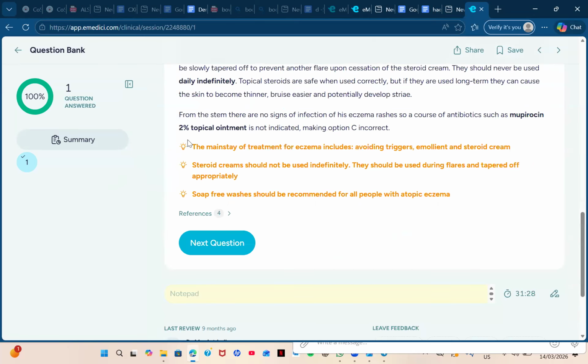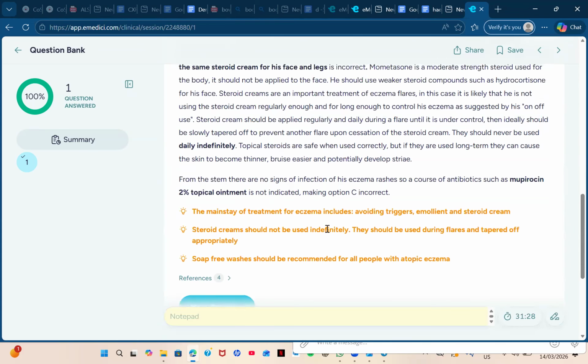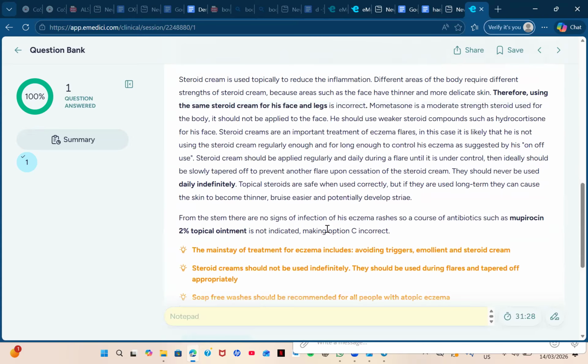Here, the mainstay of treatment for eczema includes avoiding triggers, emollients and steroid cream. Steroid cream should not be used indefinitely. It should be used during flares and tapered off appropriately. Soap-free wash should be recommended for all patients with atopic dermatitis, right? Atopic dermatitis.